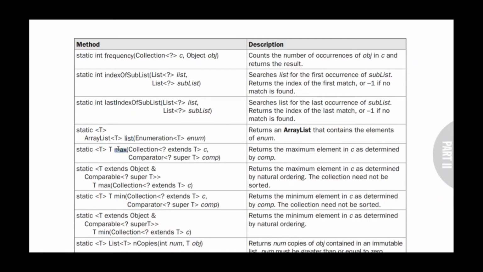Max returns the maximum element in the collection C based on the given comparator. Then one more max method returns the maximum element in the collection C based on the natural ordering. If the comparator is not specified, then it will be based on the natural ordering. Similar to max, we have min methods also: the min method based on the comparator, and the min method based on the natural ordering.